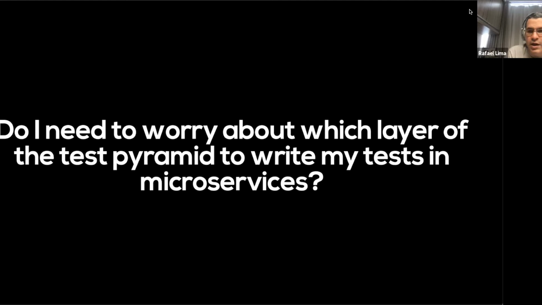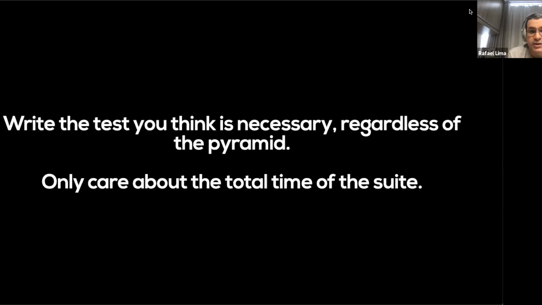So the takeaway that we're taking from this at WISE is: you write the test that you think is necessary, regardless of the shape of the pyramid. You only care about the total time of the suite, and of course you care about the confidence that the tests give you, not the test pyramid.